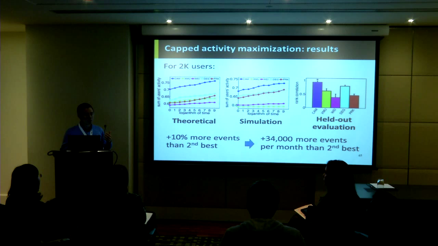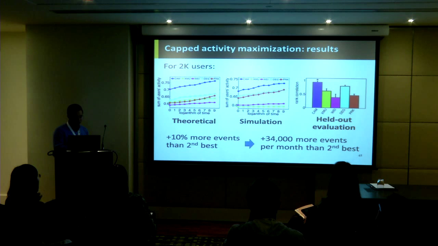In this case, the first bar, the blue bar, is the algorithm provided by this activity shaping framework. And the other algorithms are just common heuristics, for instance, picking the highest degree node and then picking the node with the highest betweenness centrality, things like this, to try to maximize the activity. So what you will find is that this convex optimization based activity shaping framework is giving much better results. Okay? In particular, we can show that you have actually 10% more events than the second best. Okay?